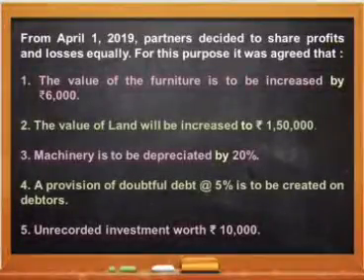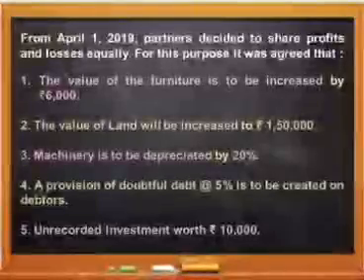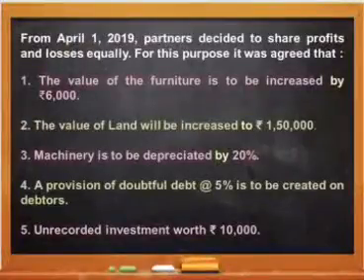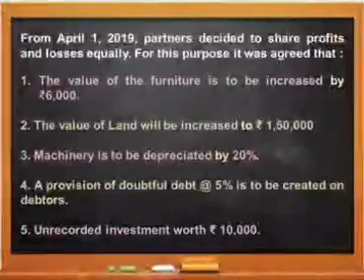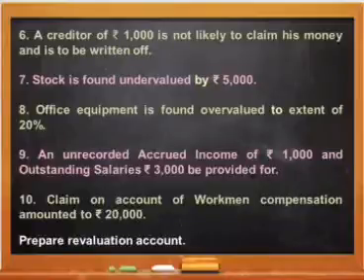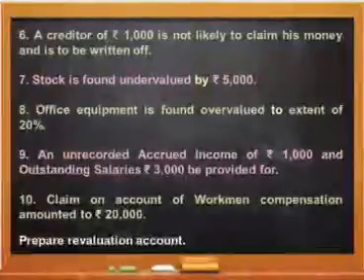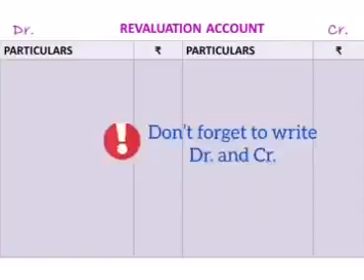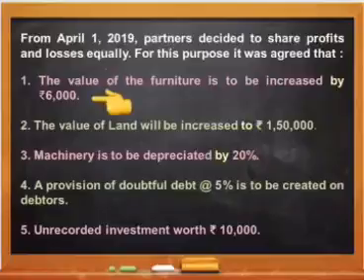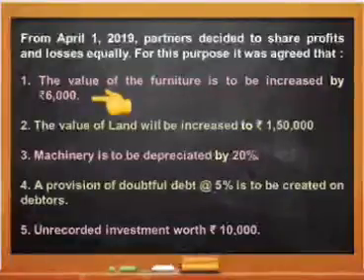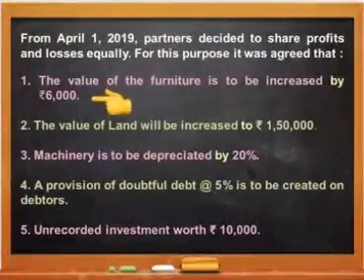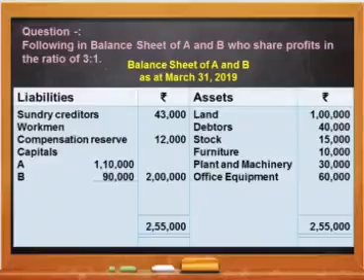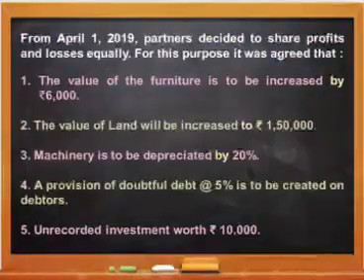1:1. For this purpose, it was agreed that the value of the furniture is to be increased by rupees 6,000, and so on. Different adjustments are given about the revaluation of assets and liabilities. So the first step is to prepare the revaluation account format. Now let's get back to the question. The first adjustment was the value of the furniture is to be increased by rupees 6,000. In the balance sheet, the furniture was valued at 10,000. Now it has to be increased by 6,000.